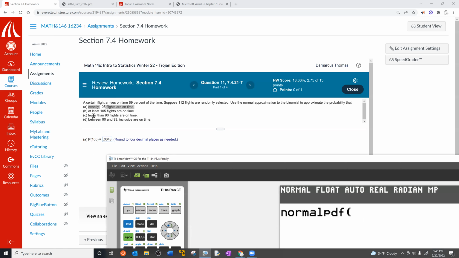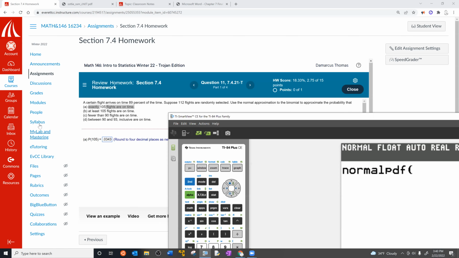Now we will be able to use StatCrunch for B, C, and D. We just cannot use StatCrunch for number A, the exact value. We should be able to though. So I'm gonna have to go back to StatCrunch and verify this. But for sure, for the at least and fewer and between, StatCrunch we will use. But for the exact, we're gonna use normal PDF.